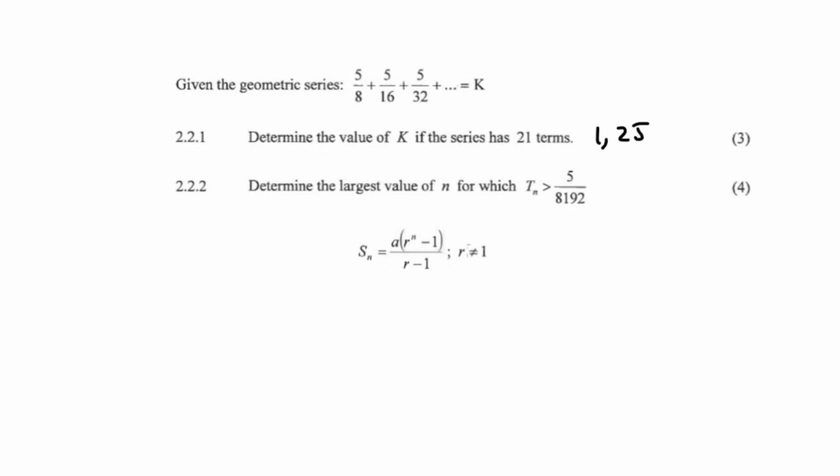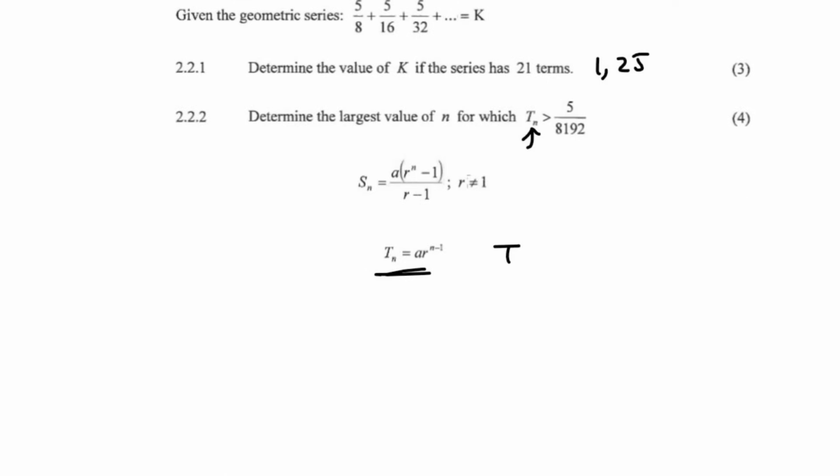Then it says determine the largest value of n for which Tn is bigger than that. So what I like to do, they're saying that Tn, so I'm going to go find Tn. So I know that for a geometric pattern, Tn is the following. And so Tn for this pattern will be A, which is 5 over 8. The r value is a half, and n I don't know. They just want us to find n, so I'm just going to do that.